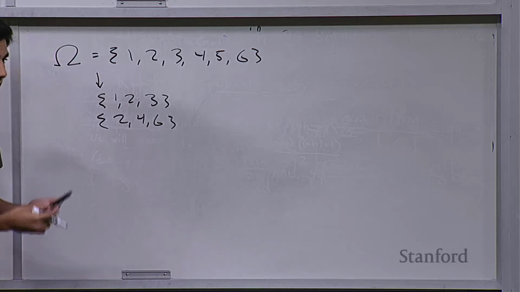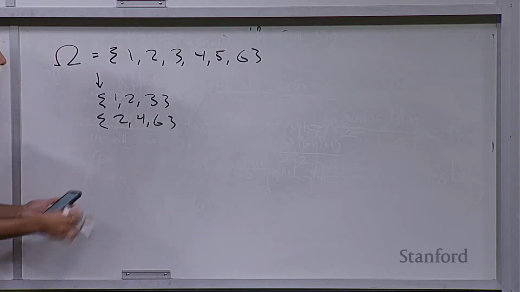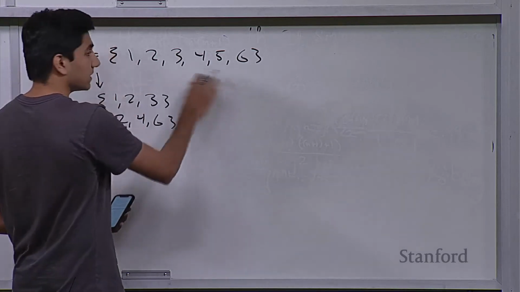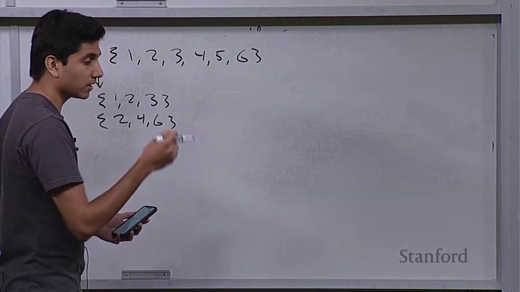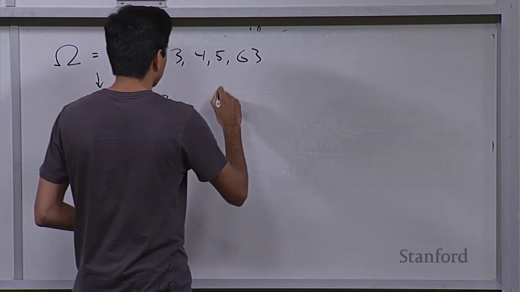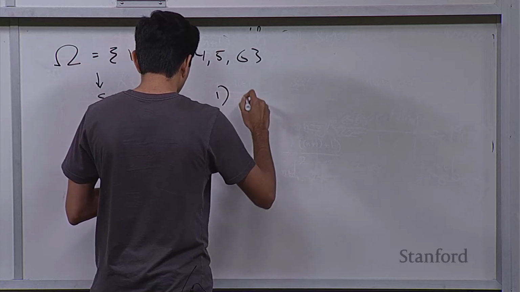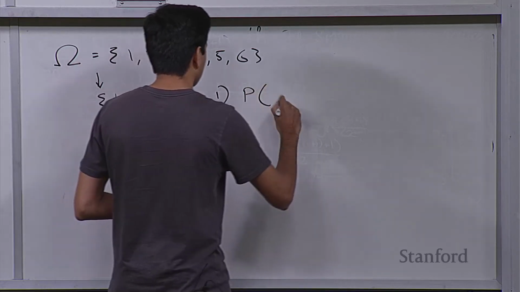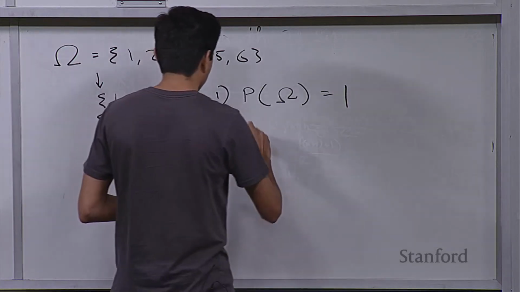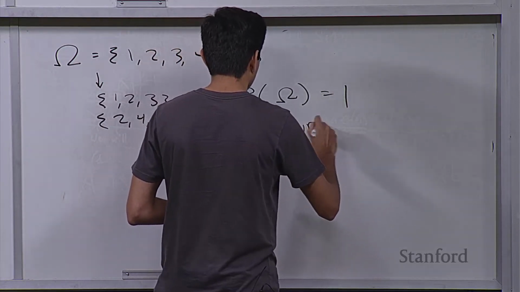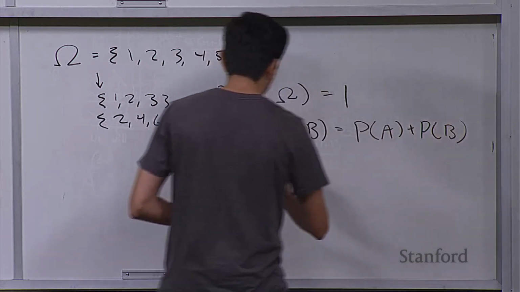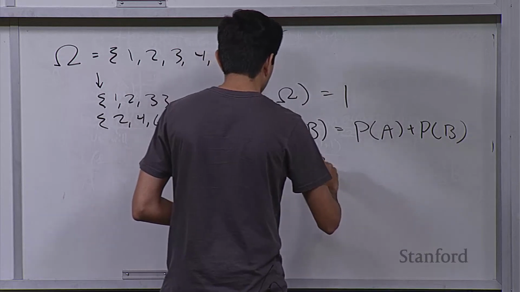Etc. The probability of a certain event defined on this event space is a function that has a couple of properties. It maps the event space to real numbers between 0 and 1, or rational numbers between 0 and 1. And it has two properties. The first of which is that the probability of all of the events sums to 1. And the second of which is that the probability of A union B is P of A plus P of B, for A and B disjoint.